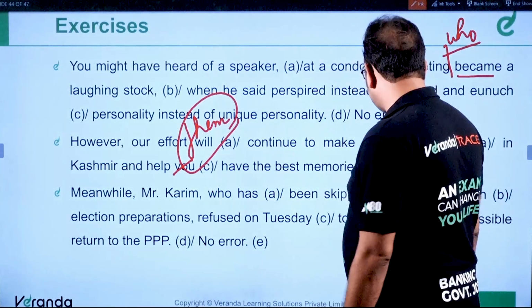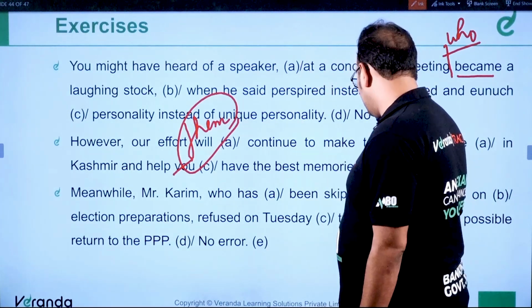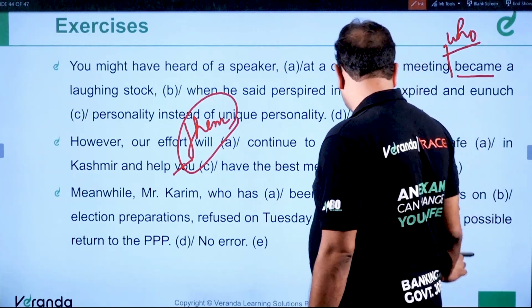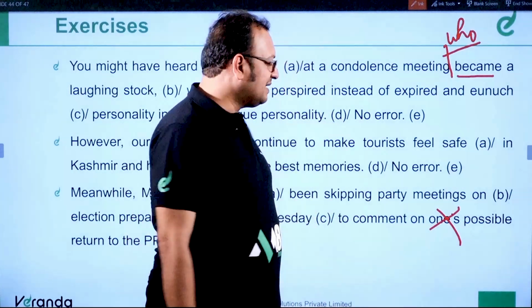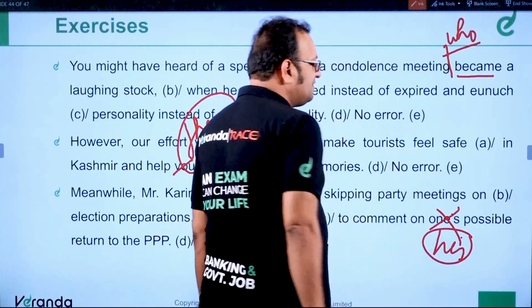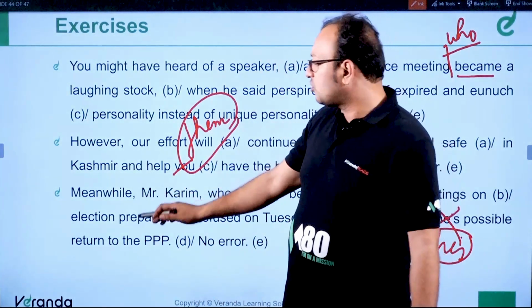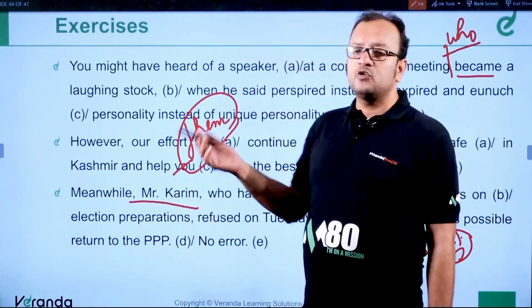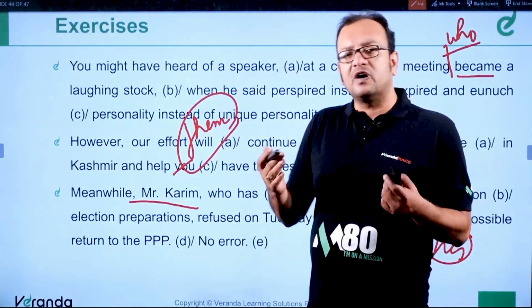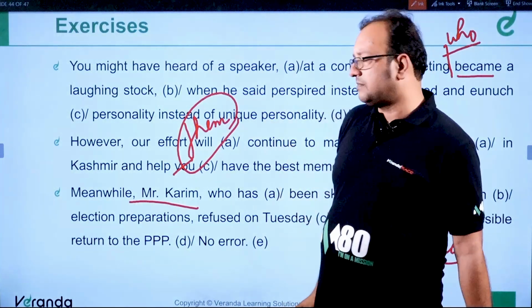Okay. Meanwhile, Mr. Kareem, who has been skipping party meetings on election preparations, refused on Tuesday to comment on one's possible return to the PPP. Not one's, his. We are talking about Mr. Kareem, so it should be his possible return, not one's. One's is used for an indefinite pronoun. One should keep one's promises. One should respect one's parents. But we are talking about Mr. Kareem, a male person, so we'll use his for him. Obviously, we use one for human beings in general, but here, for Mr. Kareem, we will use his or he.